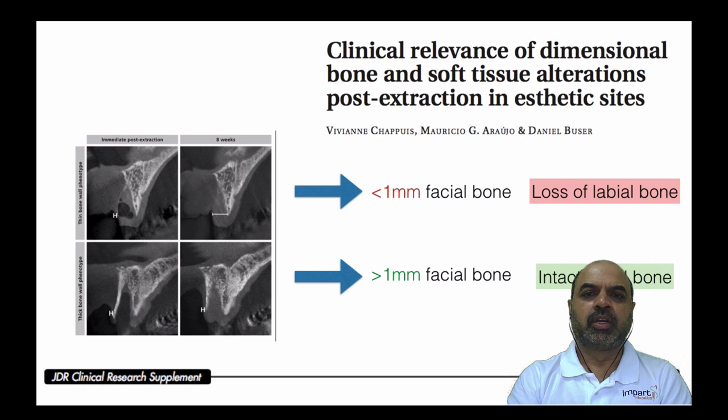So, this is a very significant finding because we also know from data that it's extremely rare to find a millimeter or more of labial bone, particularly in the anterior maxilla. And so, for that reason, most of the cases where we extract teeth in the anterior maxilla end up with a moderate to severe amount of ridge resorption.